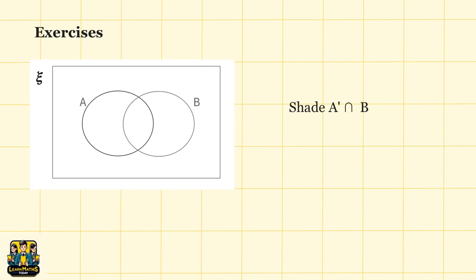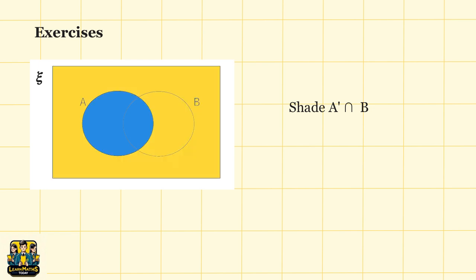Here we are told to find the intersection of complement of A and B. First, let's shade A, and we recall the complement of a set is the set of all elements in the universal set that are not in that set. In this case, to find the complement of A is simply all the areas that are not in blue. Let's now shade it with yellow.